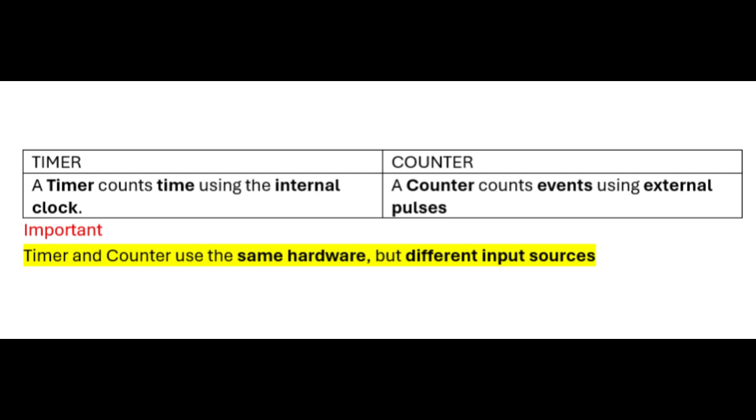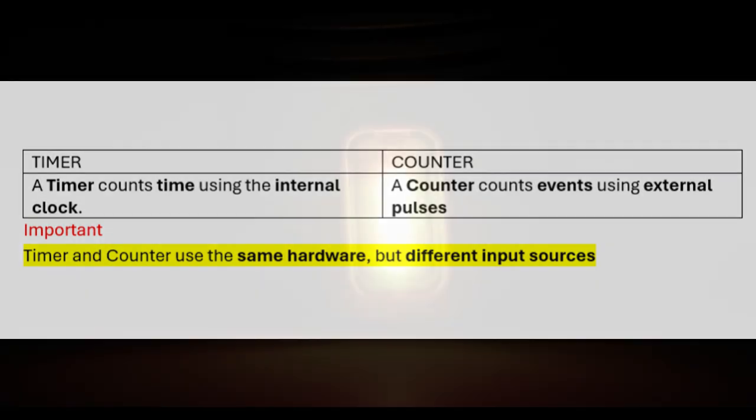Timer versus counter: basic idea. A timer counts time using the internal clock. A counter counts events using external pulses. Important line: timer and counter use the same hardware, but different input sources.